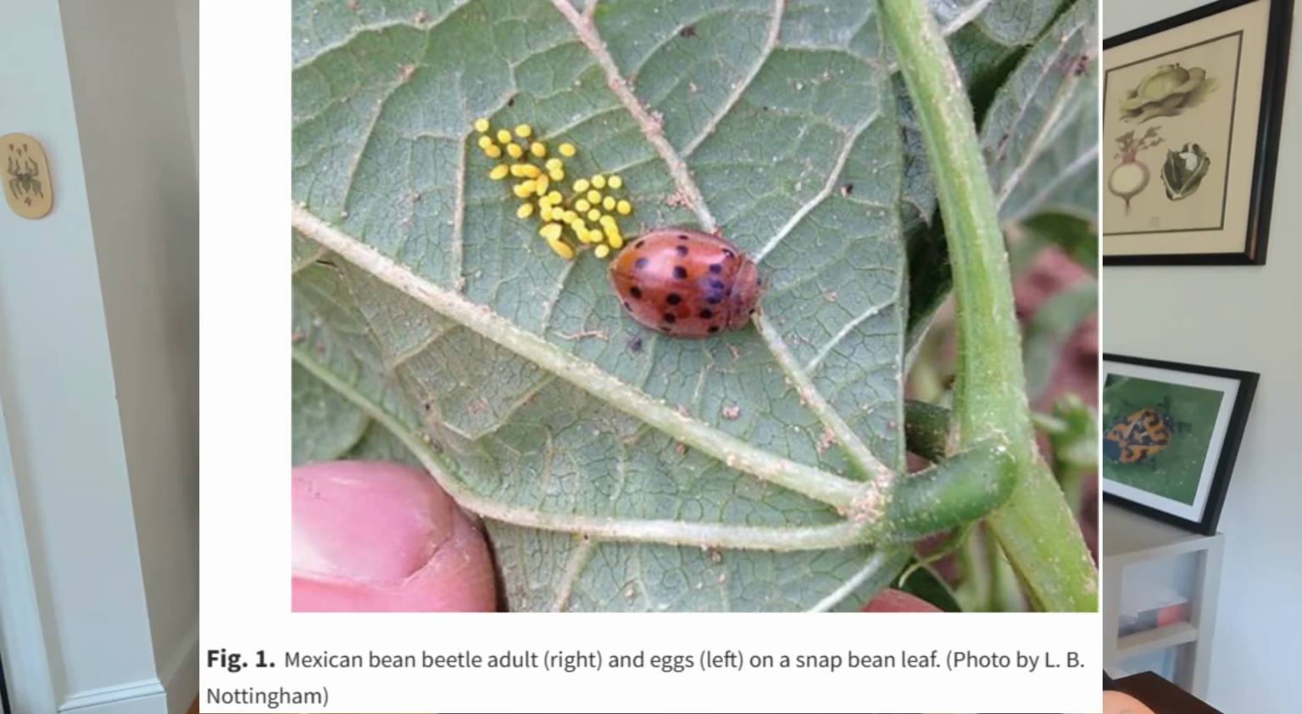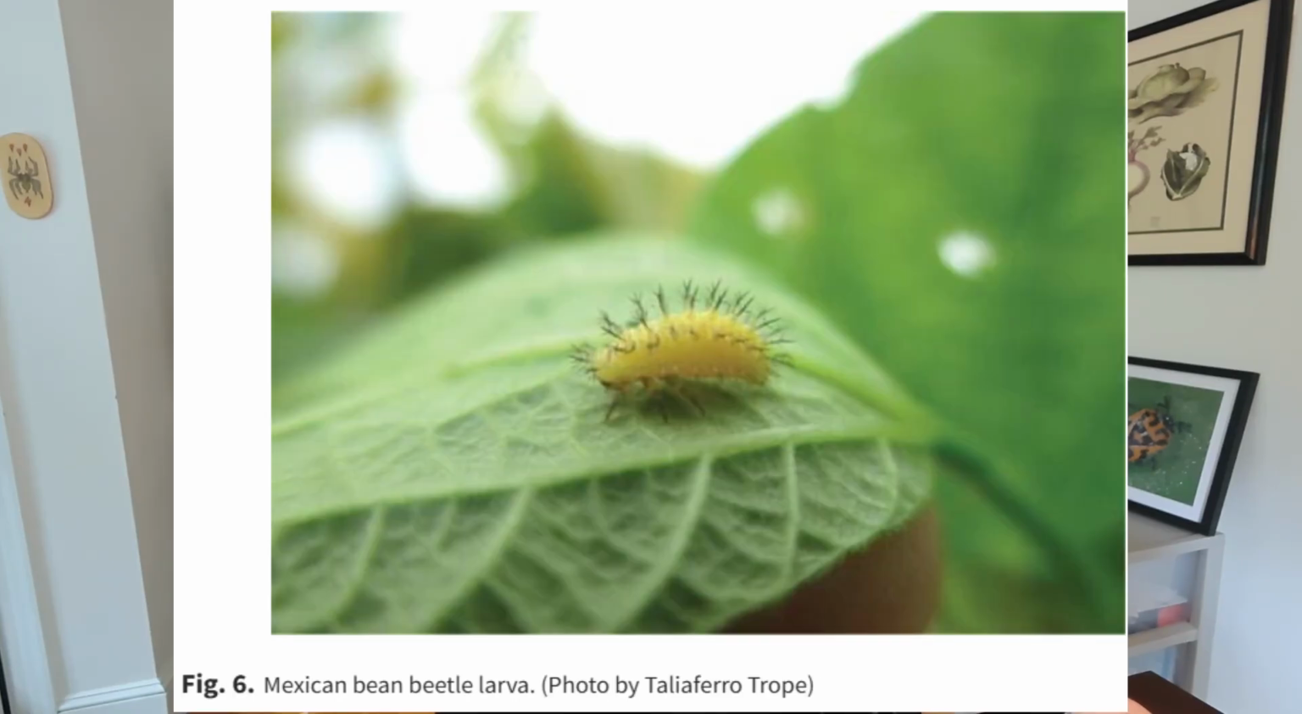You can distinguish the adult by the straight line of dots across its back. You don't see that on lady beetles. Also, the larvae are incredibly distinctive. You really can't mistake this for anything else. They're so spiky. So the adults and larvae both feed on leaves of plants in the bean family exclusively. You won't see these on other plant families.